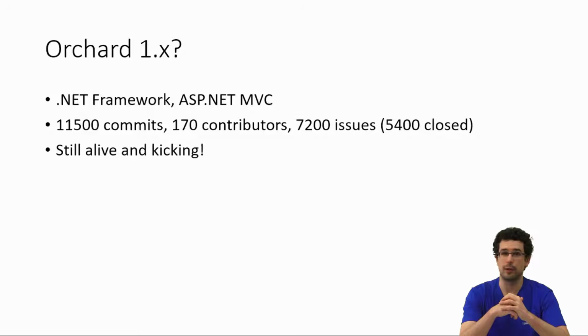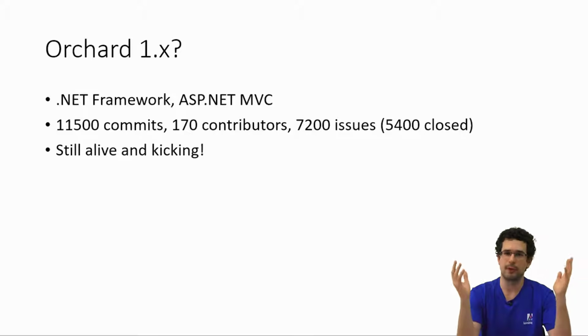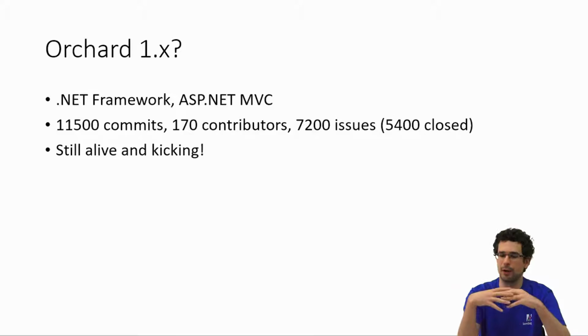It started back in 2009, I think, and it's built on the MVC paradigm as well, so it uses ASP.NET MVC, not Core MVC. It's a huge project as well. The feature sets and the concepts of Orchard One and Orchard Core are largely overlapping. Orchard One has more than 10,000 commits, a similar number of contributors, and a lot of issues on GitHub too.